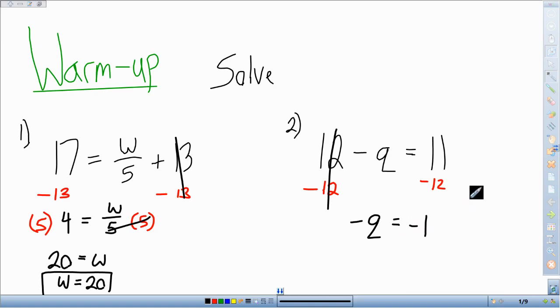And if you guys remember, there's a little shortcut. If we want to change the symbols on the left-hand side, we can, as long as we change all of the symbols on the right-hand side. Okay, so q equals 1.